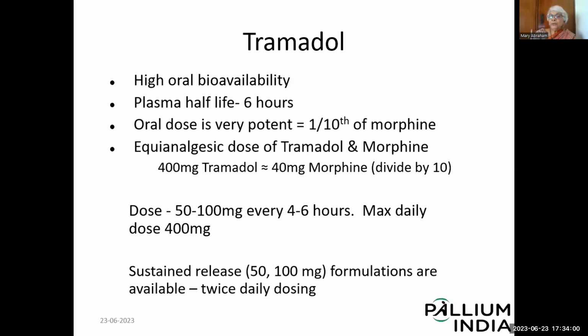So when you want to convert tramadol to morphine, you have to divide the tramadol dose by 10 and you will know the equi-analgesic dose of morphine. Like if you're giving 400 mg tramadol and you want to convert to morphine, then you have to give 40 mg. So the dose is 50 to 100 mg every 4 to 6 hours, with the maximum dose not exceeding 400 mg. Nowadays, we have sustained release formulation in which you can give it twice daily.